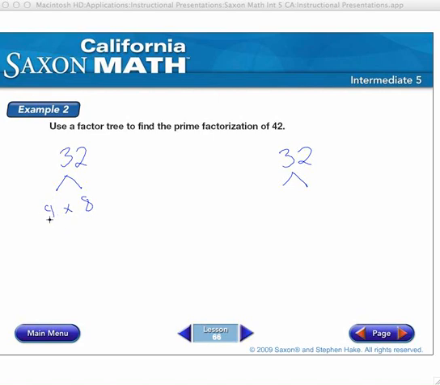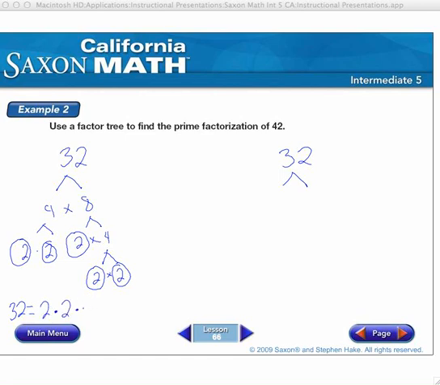Neither 4 nor 8 are prime. So 4 is 2 times 2, those are both prime, so I stop there. 8, I multiply 2 times 4. 2 is prime, 4 is not. It's composite, so I keep going. 2 times 2. So 32 equals 2 times 2 times 2 times 2 times 2. 1, 2, 3, 4, 5. Multiply all these together, and I'm going to equal 32.